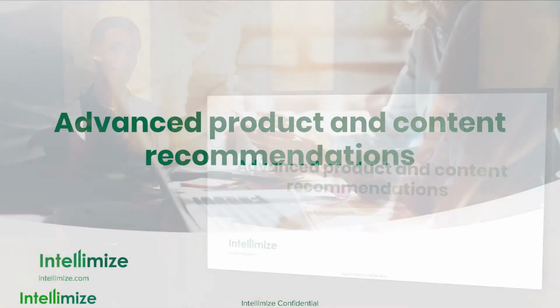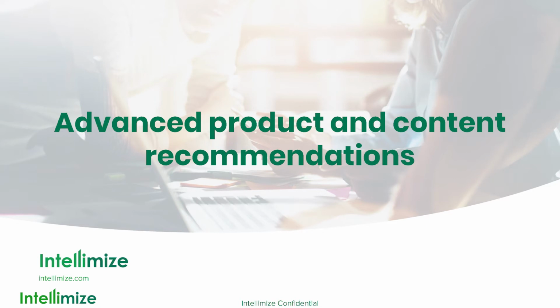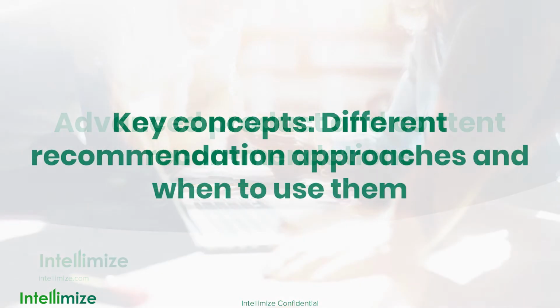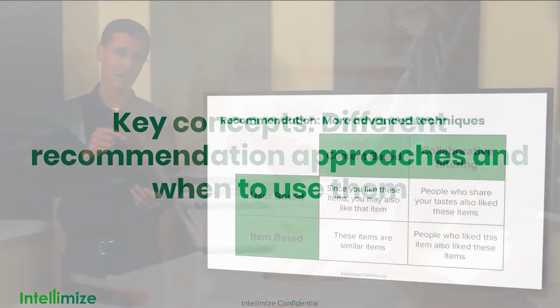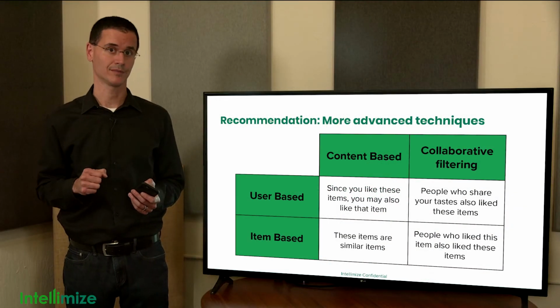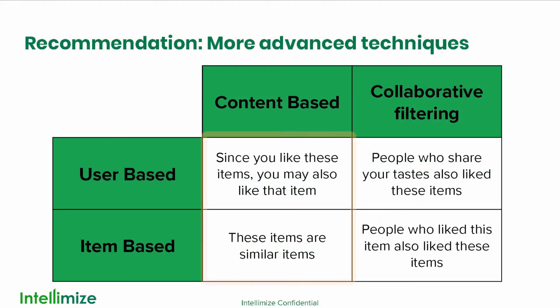And today we're going to talk about advanced approaches to product and content recommendations. We're going to talk about different approaches based on knowledge of the item you're recommending or user behavior. On the left, we have approaches that depend on your understanding a bunch about each item, which is the content. This could mean, for example, knowing that a book is paperback or about history or by a popular author.